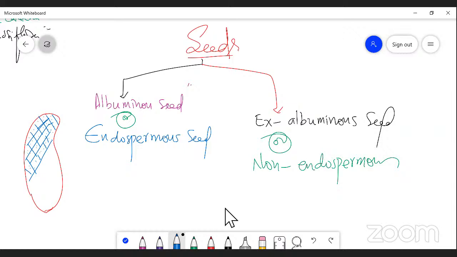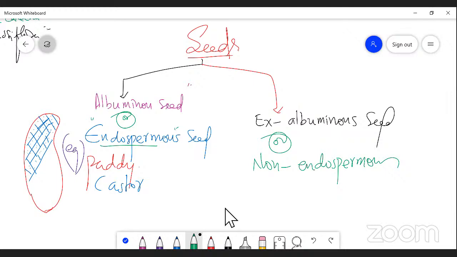For that I can give some examples: paddy, and one more category, castor. So these are all examples of albuminous seed. I repeat once again. Simply, the presence of endosperm in a seed is said to be an endospermous seed because the term endosperm refers to the presence of endosperm. What is endosperm? Endosperm is a nutritive tissue. It is retained even after the development of the embryo, right? It is also known as an albuminous seed, right? For that, I can give some examples: paddy, castor, right? They are examples of albuminous seed.